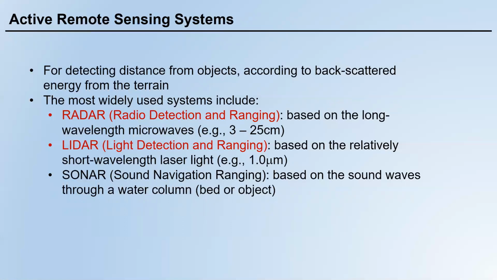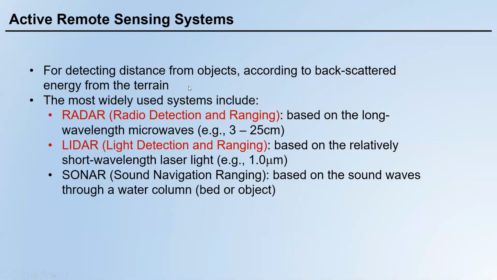Optical remote sensing systems try to retrieve ground information through the reflected energy from objects on the ground. Reflected energy, what is that? Usually it's reflectance. It could be other parameters, but reflectance is the main one here. But active remote sensing systems detect distance from objects according to backscattered energy from the terrain.